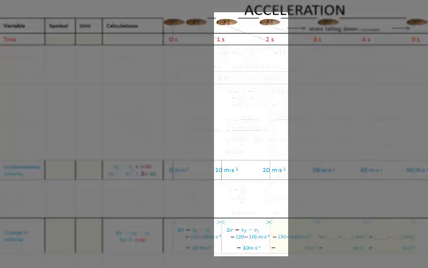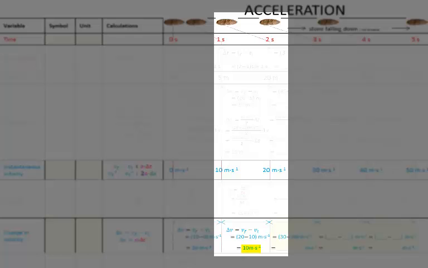During the second second, how much did the velocity change? The final velocity for that interval was 20 meters per second. The initial velocity 10 meters per second. 20 minus 10 equals 10 meters per second. The velocity also changed 10 meters per second during that interval.